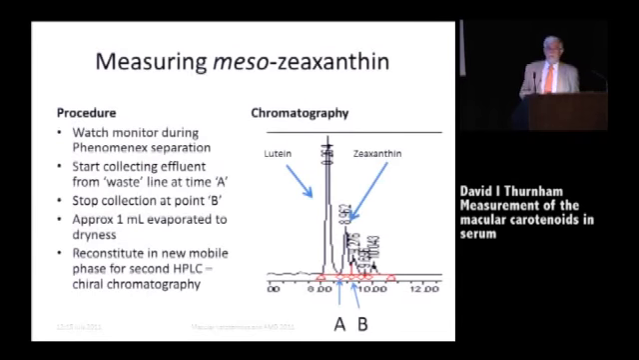So how do we go about measuring mesozeaxanthin? Many of you will probably be aware of this technique, but for those of you who are not, the technique we're using is to watch the monitor of the Phenomenex separation. When we reach this time point here, we start collecting the effluent from the waistline. When we reach this time point here, we stop collection.